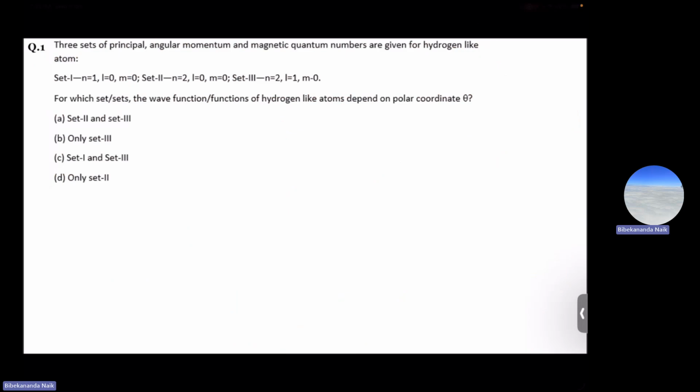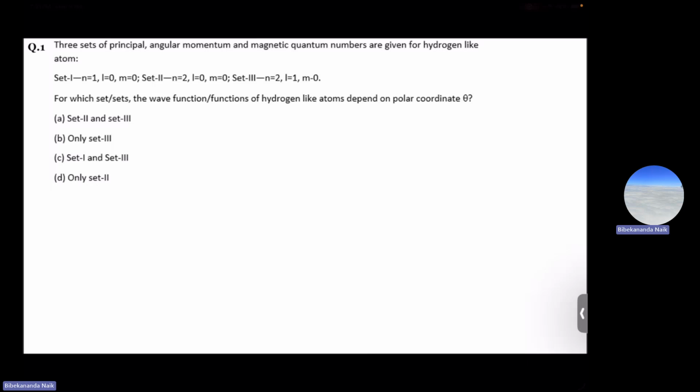So now let's start solving the problems that are based on these concepts. Let's discuss question number 1. Question number 1 says 3 sets of principal, angular momentum and magnetic quantum numbers are given for a hydrogen-like atom. Set 1, n equal to 1, l equal to 0, m equal to 0. Set 2, n equal to 2, l equal to 0, m equal to 0, and set 3, n equal to 2, l equal to 1, and m equal to 0.